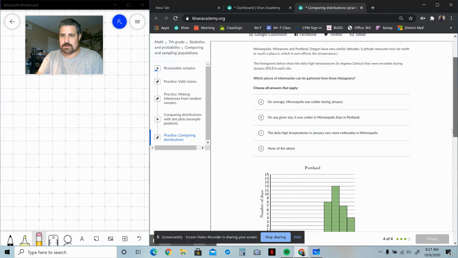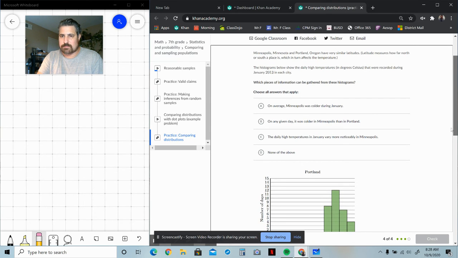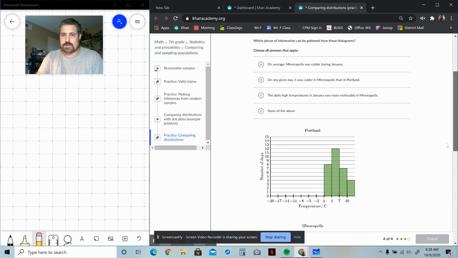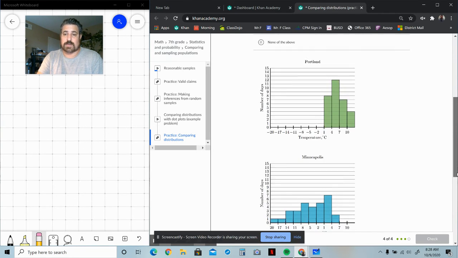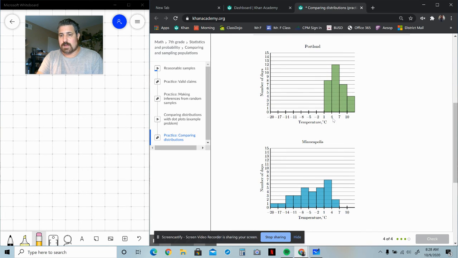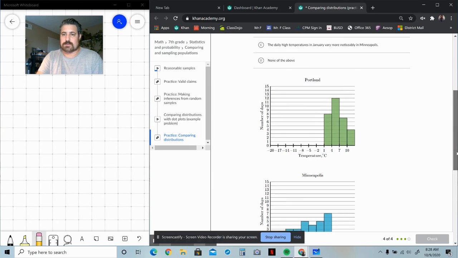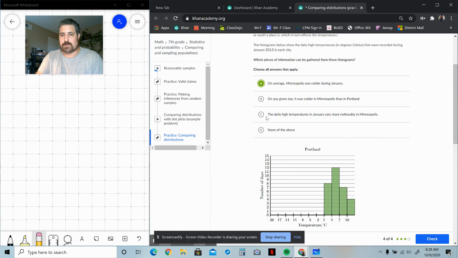So it says here, on average, Minneapolis is colder during January. Well, I guess the whole thing is related to January, right? Yeah, this is all for January. So it says Minneapolis was colder during January. I think that's very true, right? There is some overlap, where there are some days where they're the same. But in general, there are more cold days here in Minneapolis and more hotter days in Portland. So yeah, you say Minneapolis is colder. That makes sense. Okay, cool. So I would agree with that.